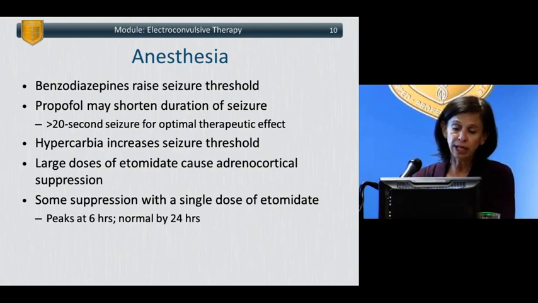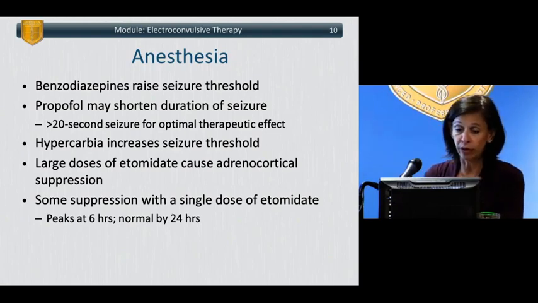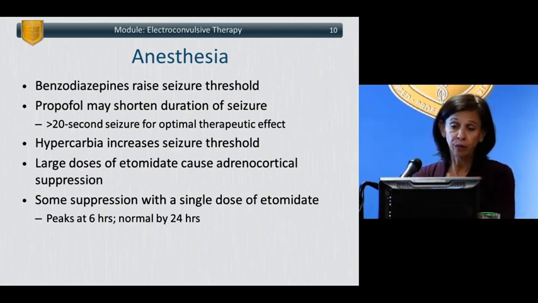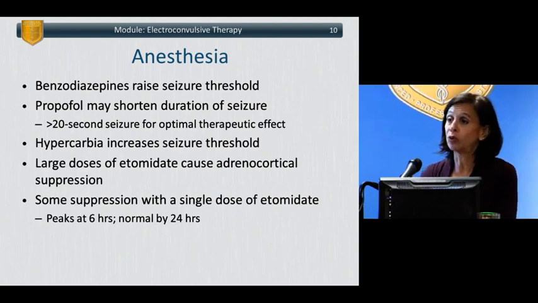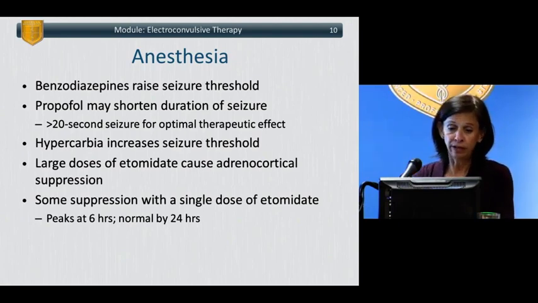And remember, the patient's coming in to have this to treat their depression. So benzodiazepines, as mentioned, raise seizure threshold. All of them raise it. I don't believe there is a benzodiazepine that's considered more favorable than another. Midazolam would be considered more favorable just because of its short duration of action, but not because of the intensity of its change on the seizure threshold.